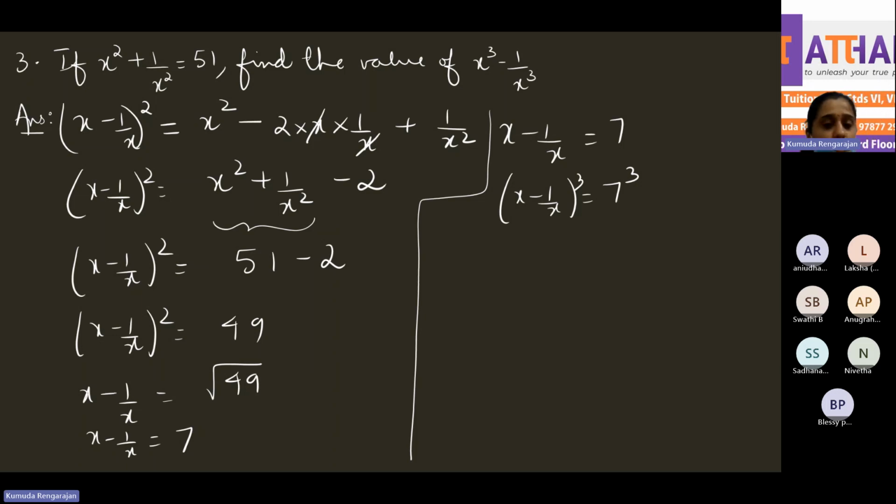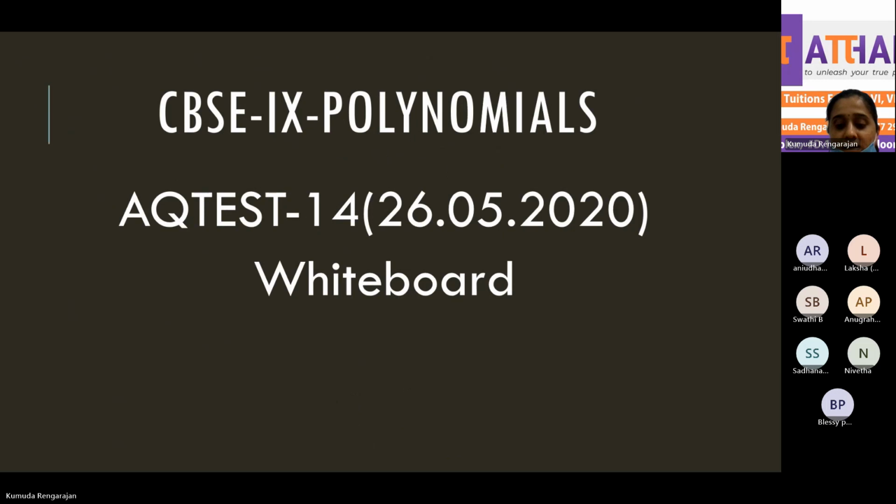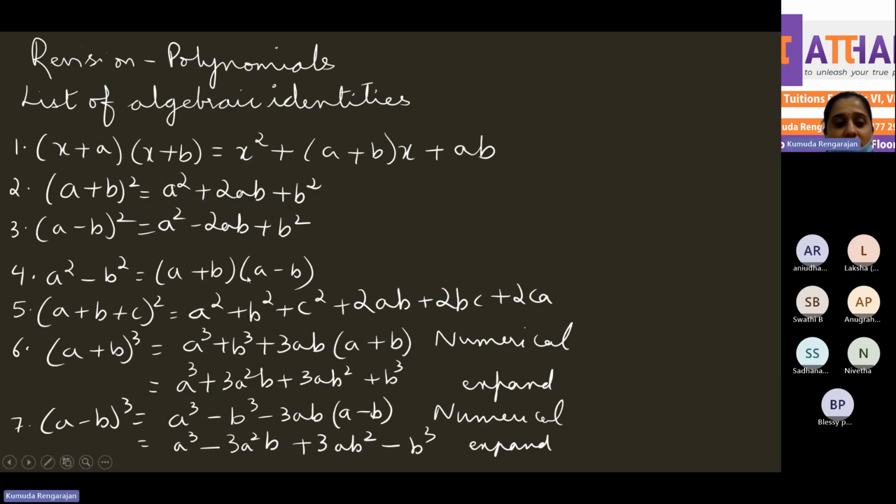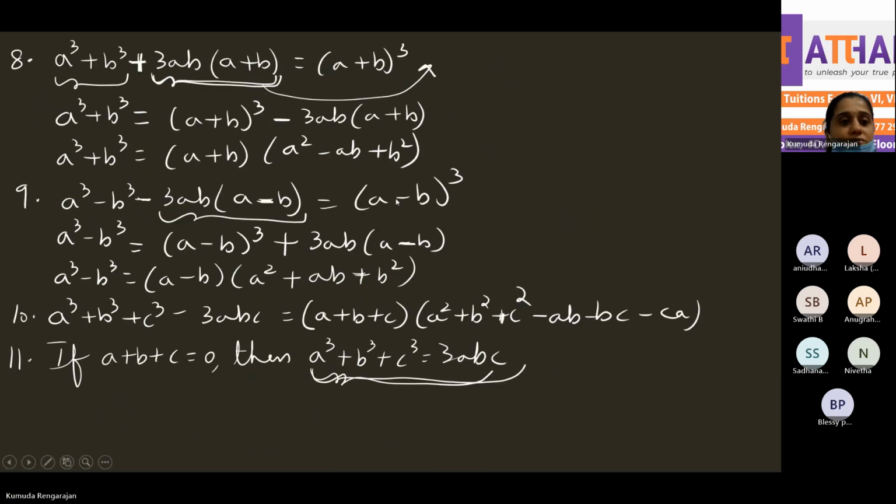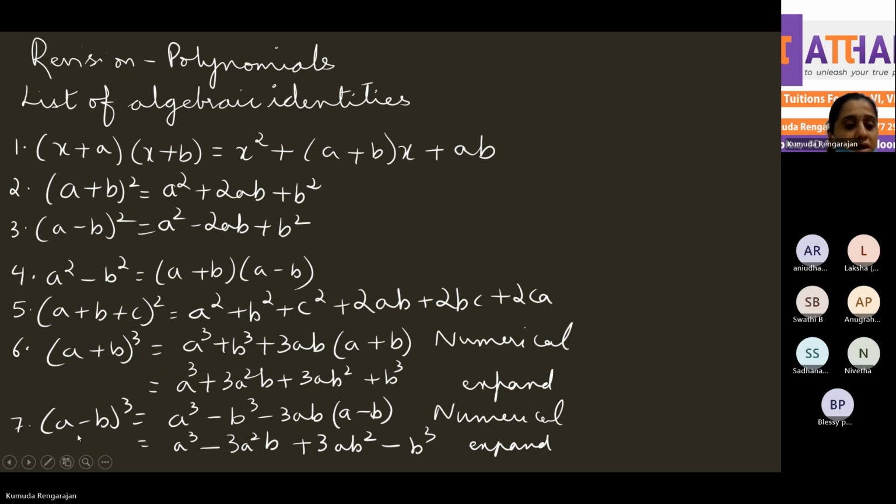For the numerical version, you should take a cube plus b cube, or a cube minus b cube minus 3ab into a minus b. I wrote it here, no? See here, what did I write? For the numerical version, a minus b the whole cube is equal to a cube minus b cube minus 3ab into a minus b. This is what I said for numerical.